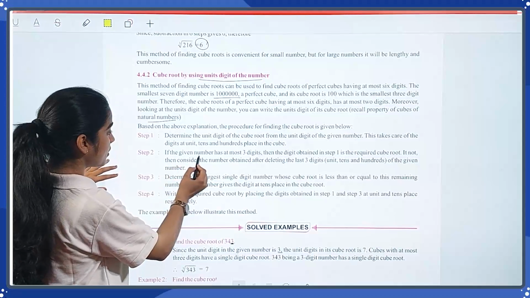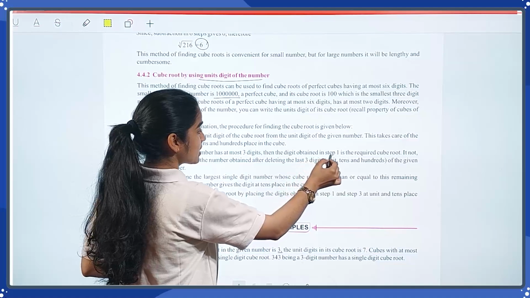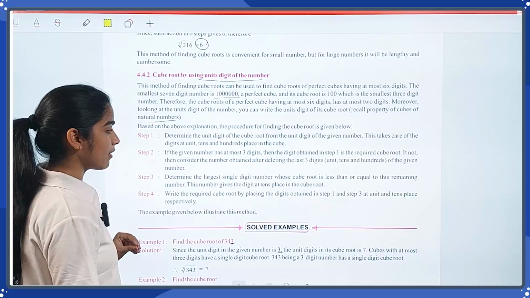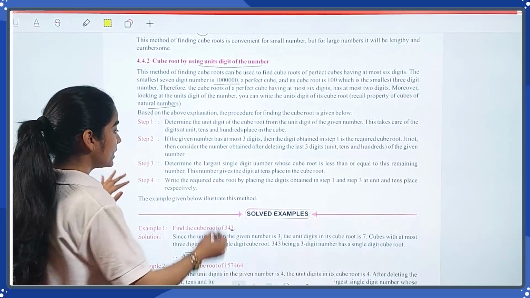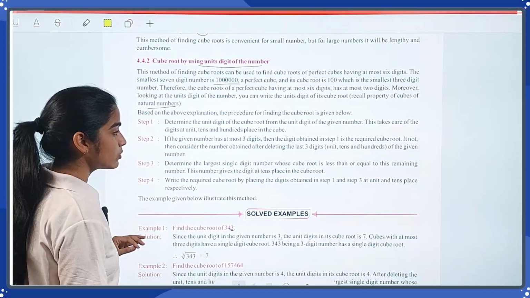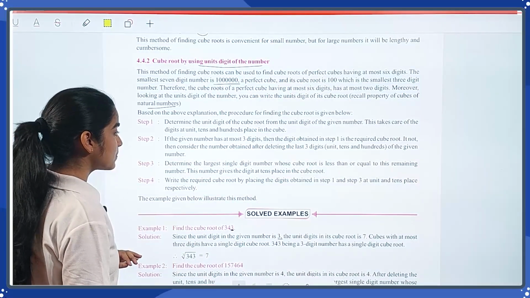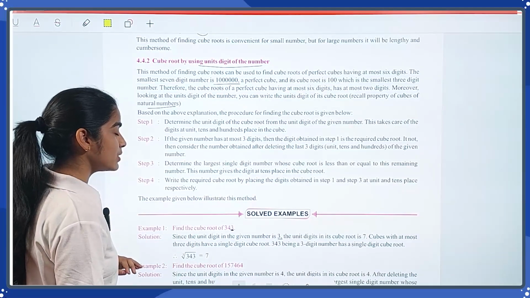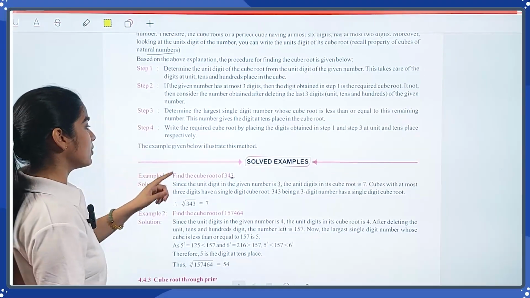Now, the second step: if the given number has at most 3 digits, then the digit obtained in step 1 is the required cube root. If not, then consider the number obtained after deleting the last 3 digits, the unit, tens and hundreds, of the given number. Determine the largest single digit number whose cube is less than or equal to this remaining number. This number gives the digit at the tens place in the cube root. Write the required cube root by placing the digit obtained in step 1 and step 3 at the unit and tens place respectively. The example given below illustrates this method.